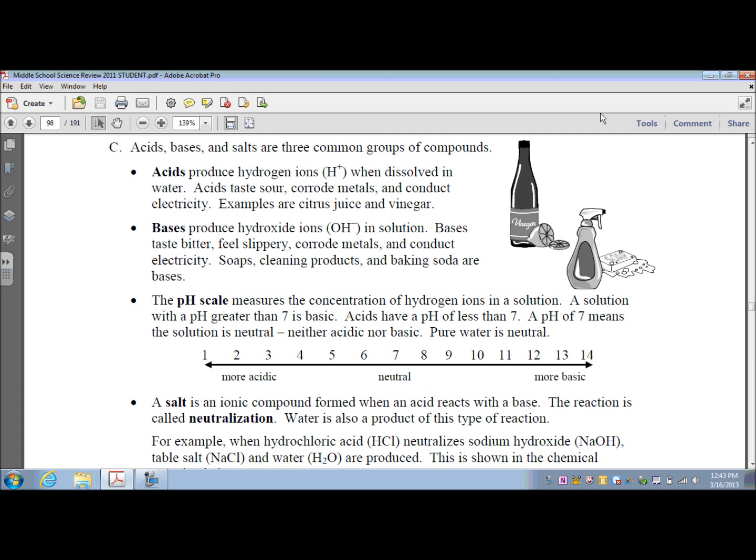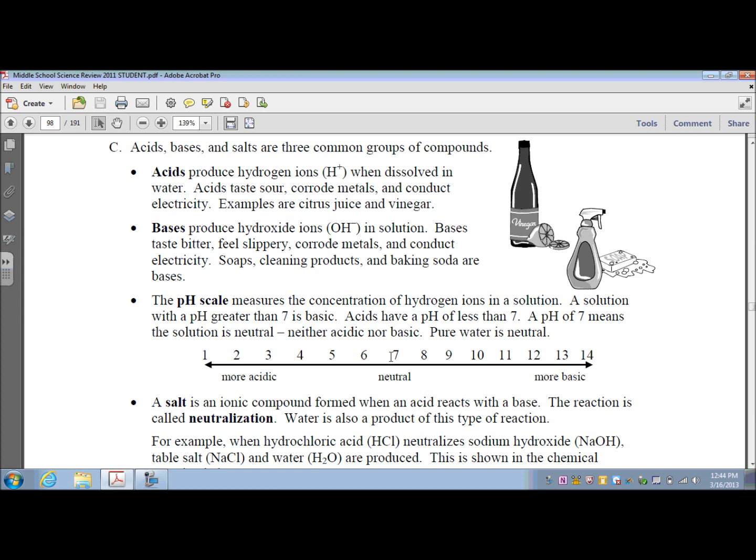The pH scale measures the concentration of hydrogen ions in a solution. A solution with a pH greater than 7 is basic. Acids have a pH of less than 7. A pH of 7 means the solution is neutral, neither acidic nor basic. Pure water is neutral.